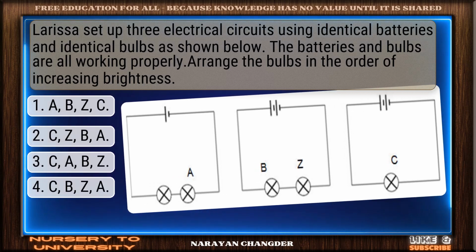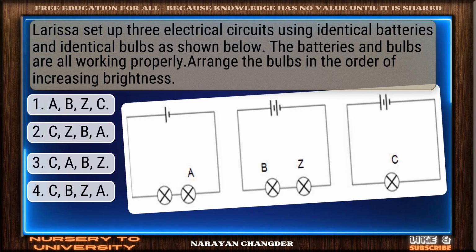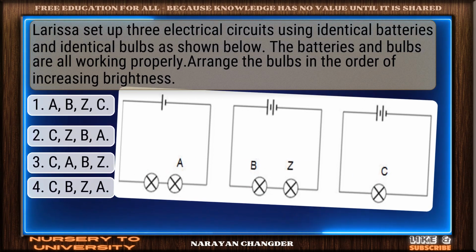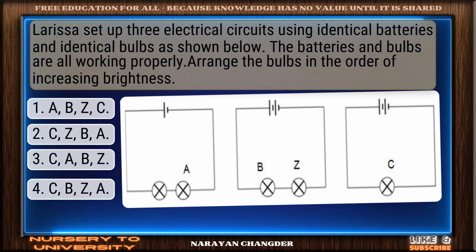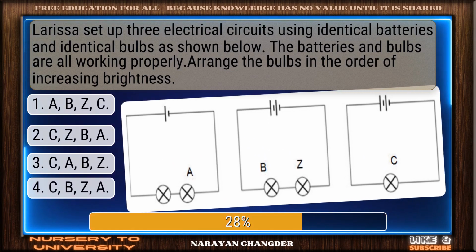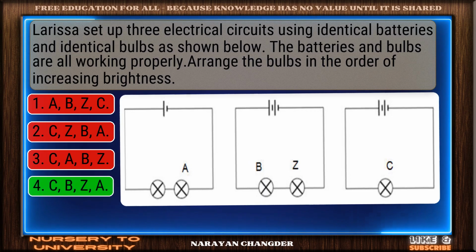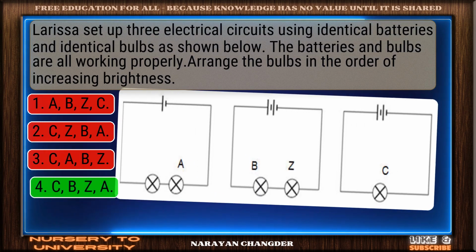Larissa set up 3 electrical circuits using identical batteries and identical bulbs as shown below. The batteries and bulbs are all working properly. Arrange the bulbs in the order of increasing brightness. Exactly, C, B, Z makes sense and it is the right choice.